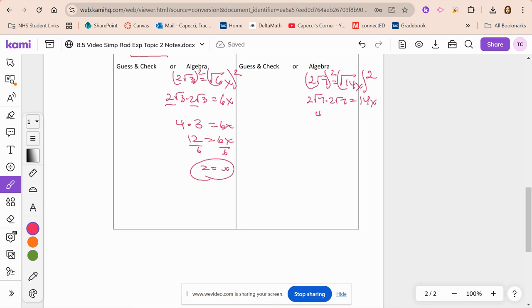So 2 times 2 is 4. Root 7 times root 7 is 7, is equal to 14x. So I have 28 is equal to 14x, so x is equal to 2.